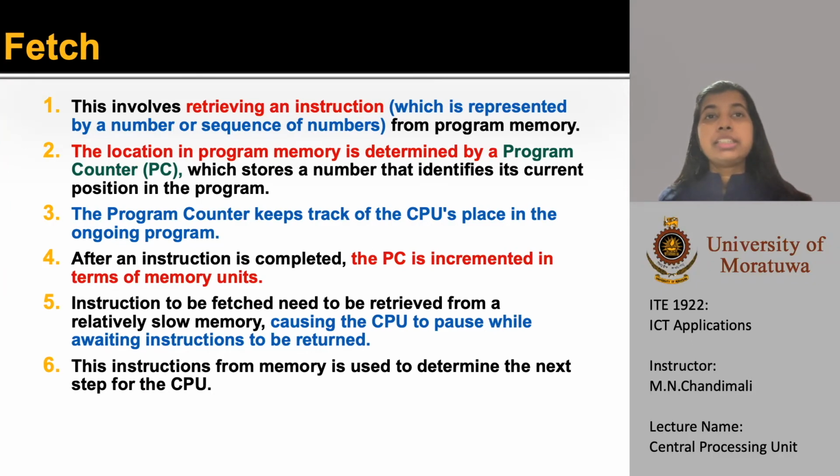Then the address is sent from the memory address register to the main memory. Then the instruction at that address is found and copied to the memory data register. At the same time, the program counter is incremented in terms of memory units. Instructions to be fetched need to be retrieved from a relatively slow memory. So, the CPU has to wait until the instructions are retrieved from the memory.